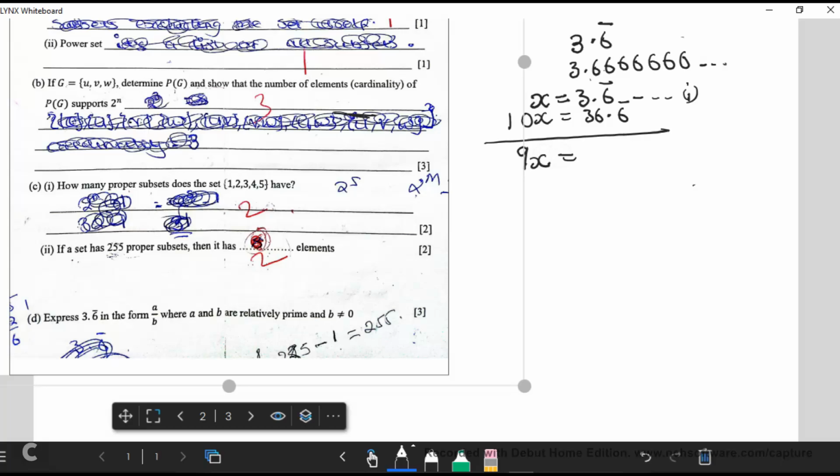Then 36.6 repeating minus 3.6 repeating, meaning that's supposed to be 33 here, such that I find the value of x this side, such that x is equal to 33 over 9. So we still have numbers that can enter into 33 and 9. 3 into 33 is 11, 3 into 9 is 3, such that x is equal to 11 over 3. Just like that. So this is how you solve this type of equation.